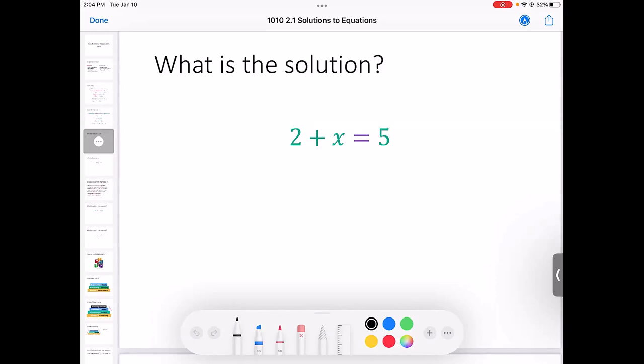So this one's really easy. Everybody go ahead and call out, what would be the solution to this equation?